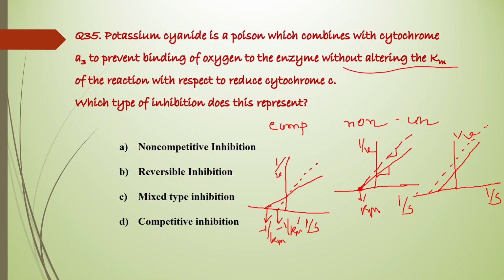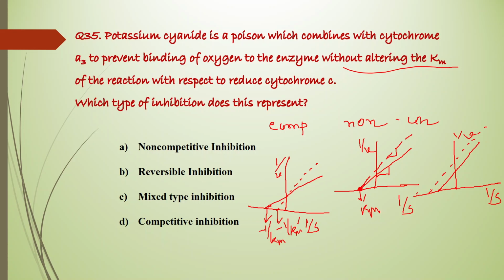That means the slope remains the same, that is, the ratio of Km by Vmax remains the same. But individually both Vmax and Km values decrease, while the ratio remains the same, giving you the same slope, and it shifts to the left.